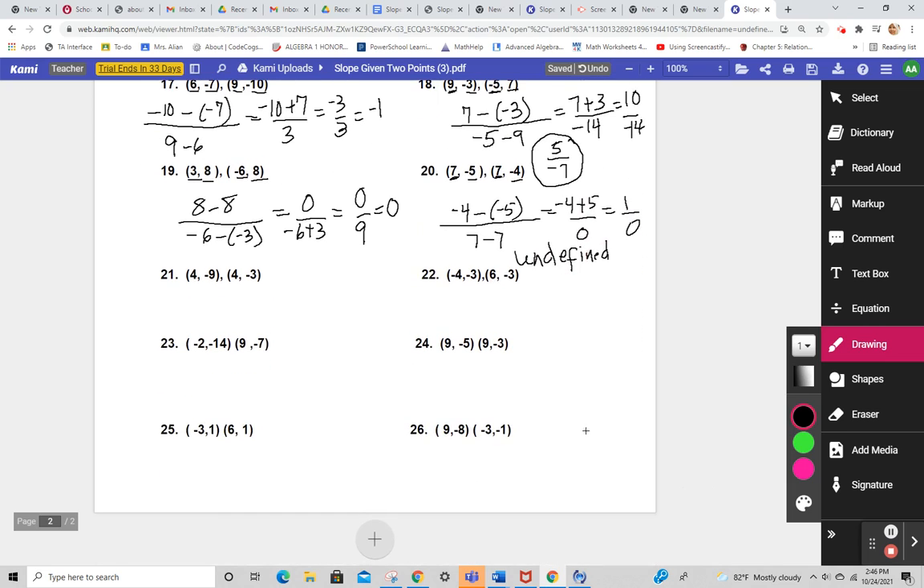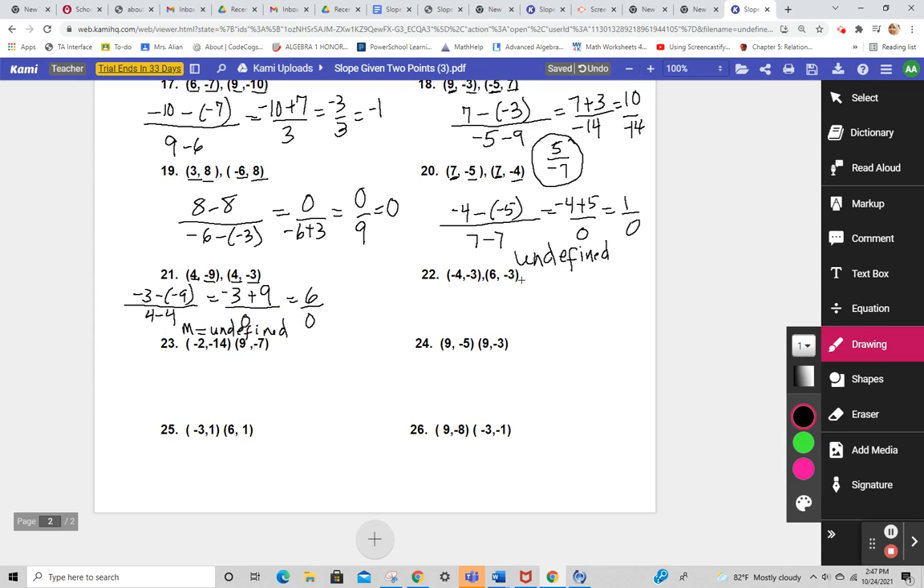Let's keep going. Y sub 2 minus y sub 1, negative 3 minus negative 9, all divided by x sub 2 minus x sub 1, 4 minus 4. So that gives us negative 3 plus 9 over 0, which is 6 over 0, and this slope is also undefined. So m here is undefined because we can't divide by 0.